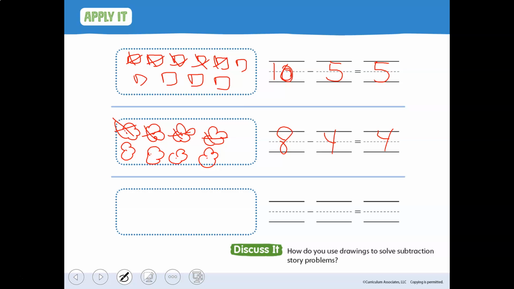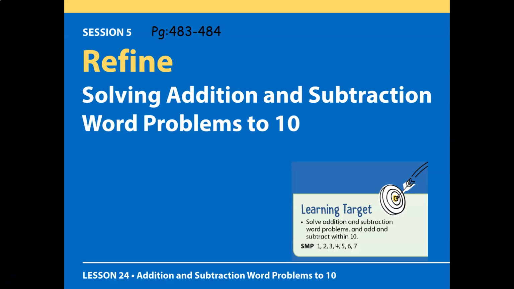I want you to think about, how do you use drawing to solve a subtraction problem? Go ahead and pause and you can come up with your own subtraction problem using pictures and writing the number sentence. Then you're going to do the next 2 pages on your own, drawing the picture and writing the number sentence to match. When you are done, resume this and we will do session number 5. We're going to move on to session 5, pages 483 to 484.